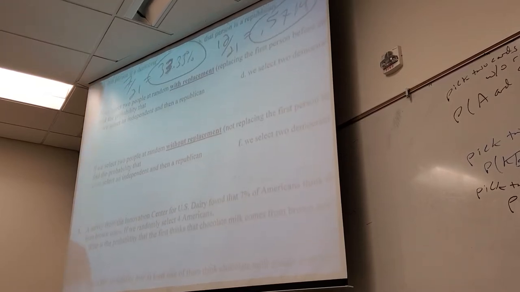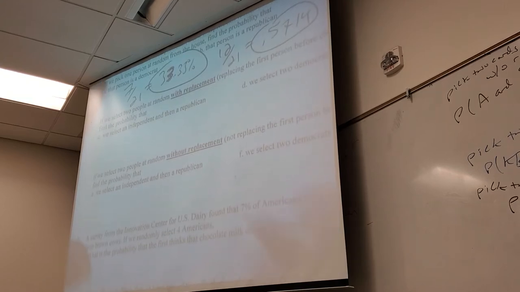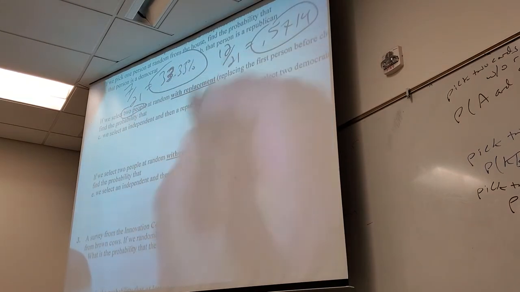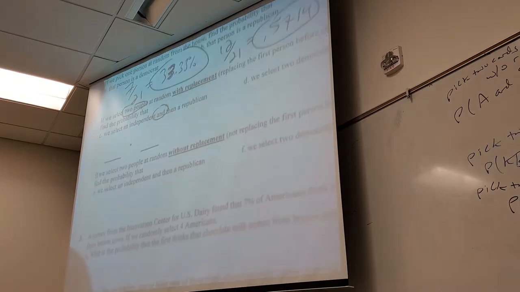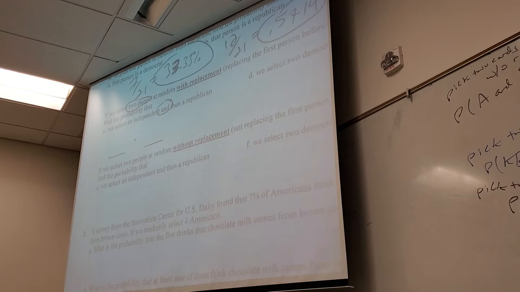All right, guys, let's take a look here. So we got two people. So I'm going to put one times another one. If I had four people I was picking, I would just put four of those separated by times. I like to do that because it just sets up a template. Now I got to just fill in.